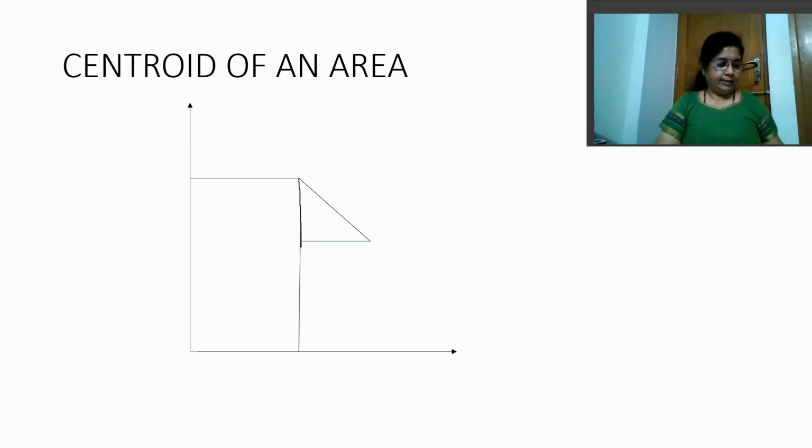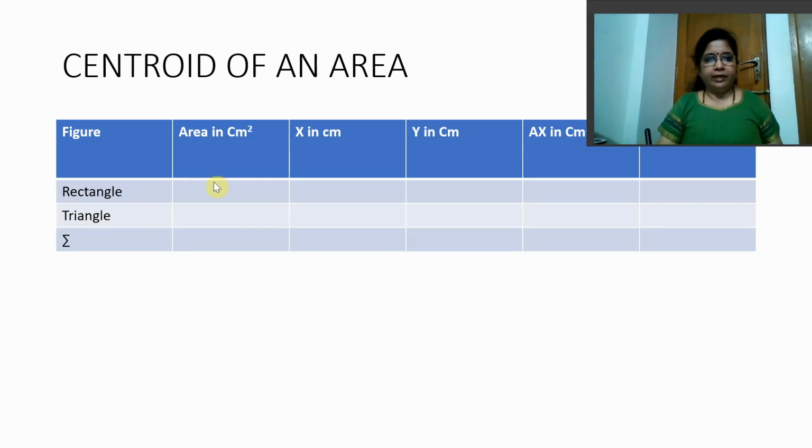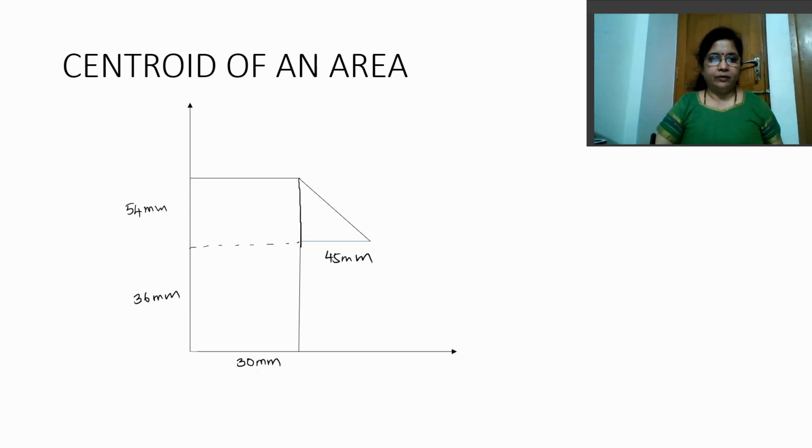So when I take the coordinates here, what do I have here? This is 54 millimeter and this is 36 millimeter. This is 45 millimeter. Forgive the dimensions I have drawn. This is 30 millimeter. So I have two different areas. I have a rectangle, I have a triangle. So now you know how it goes. So what do I do? So for the rectangle, I'll have to find out the area. So what is the area of the rectangle?